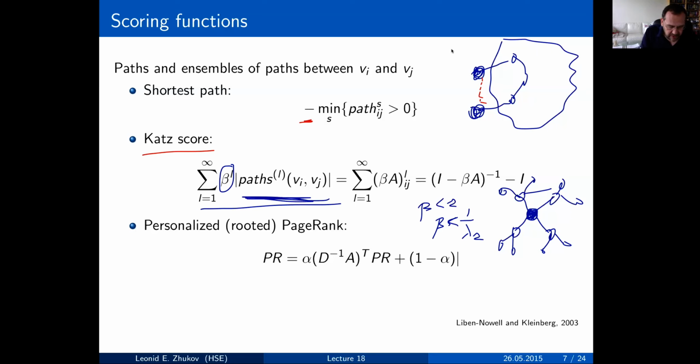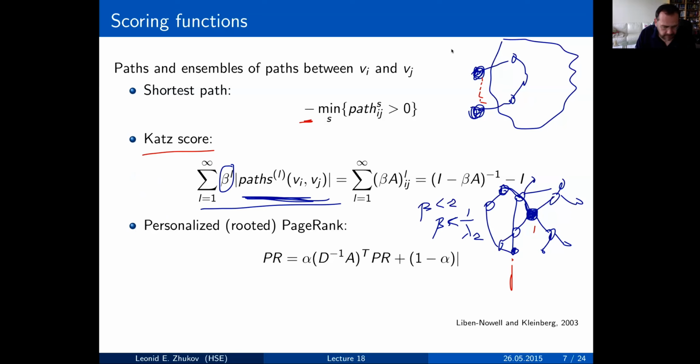Now, in the original Katz score, if I wanted a score for a node, say i, I would take this and sum up over all possible final nodes. But here, what we want to do is calculate the score between two nodes, so we don't do the summation. Here we have node i, and here we have node j. And the Katz score calculates for us all the possible pathways from this node to that node.